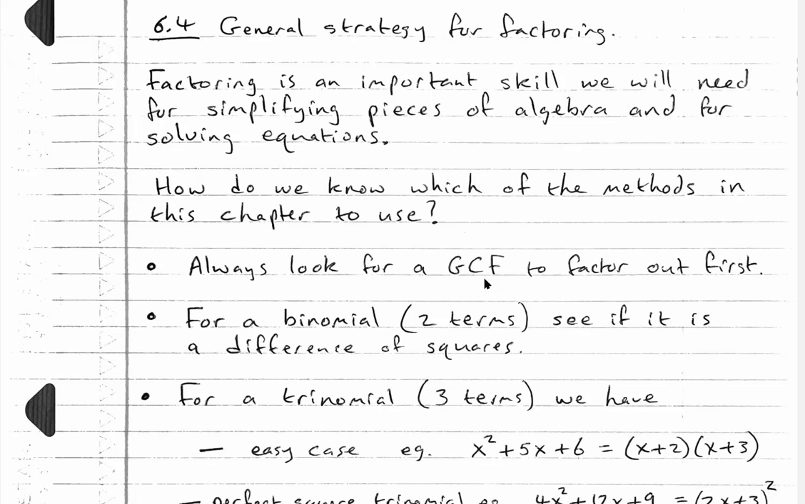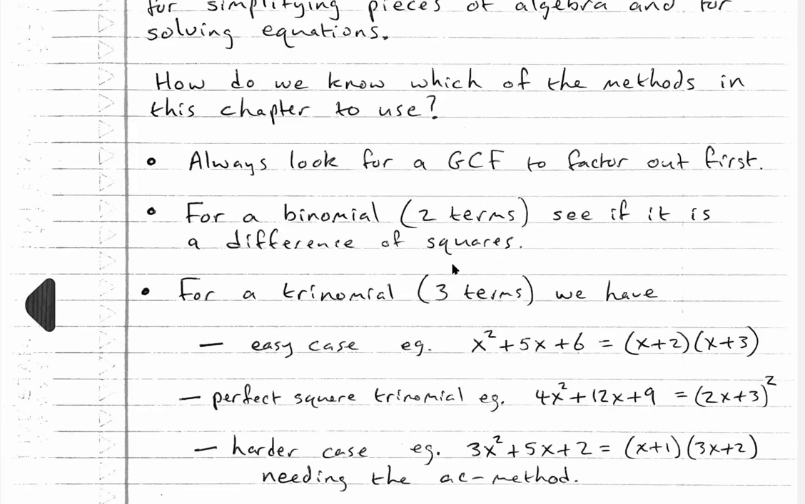Okay, so the first thing to do is you always look for common factors. Ideally, find the greatest common factor. Factor that out first. After that, count the number of terms: 2 terms, 3 terms or more.